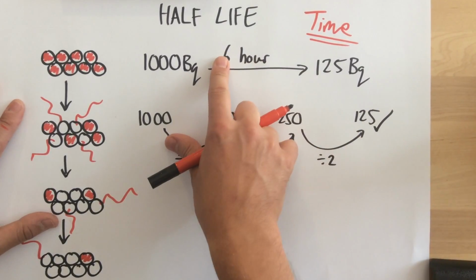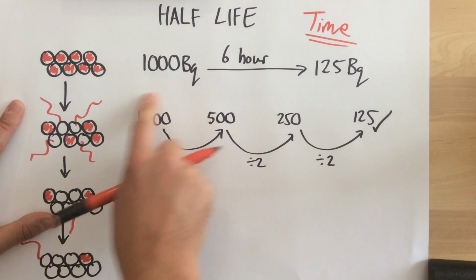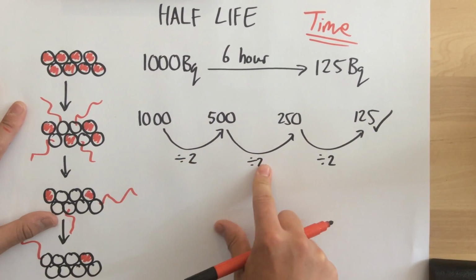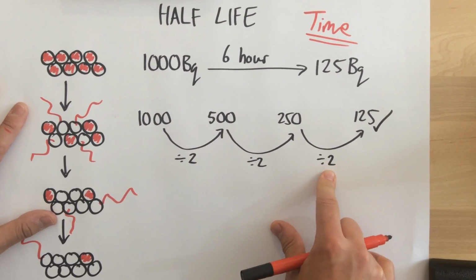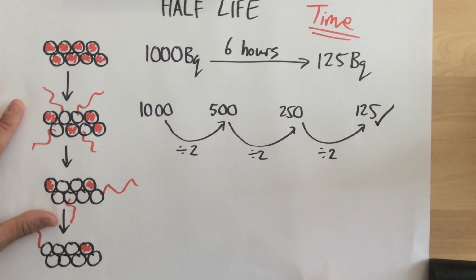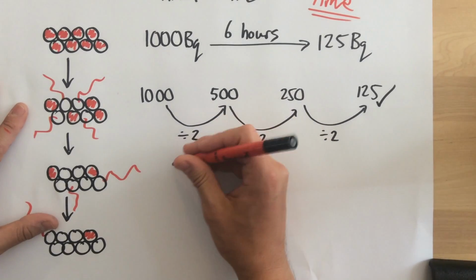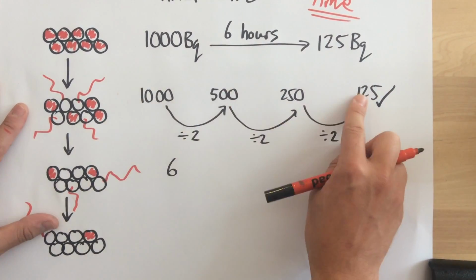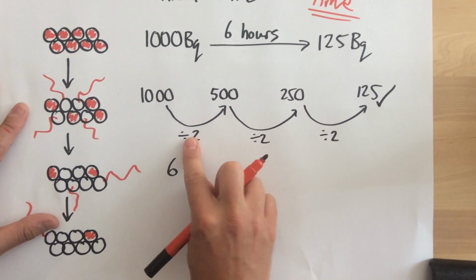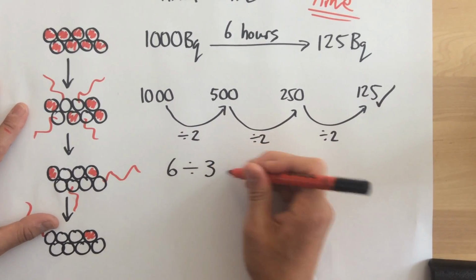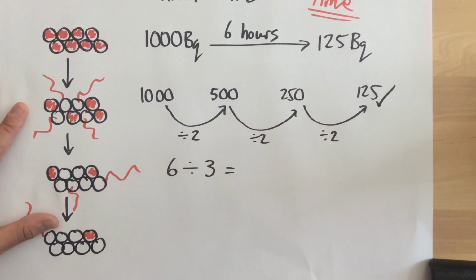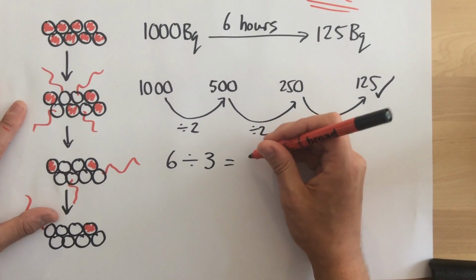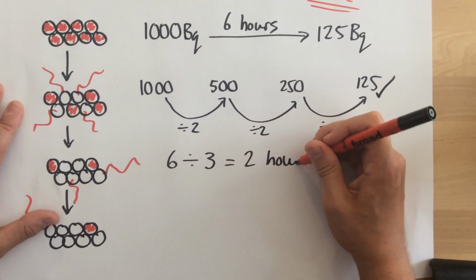So we can see it's taken 6 hours to get from 1000 to 125, and we've gone through 3 different half-lives. So in order to calculate the half-life, we take 6 hours, which is the whole time it's taken to get from here to here, and we divide it by 3, because we have gone through 3 separate half-lives. So the half-life of this particular radioactive material is 2 hours.